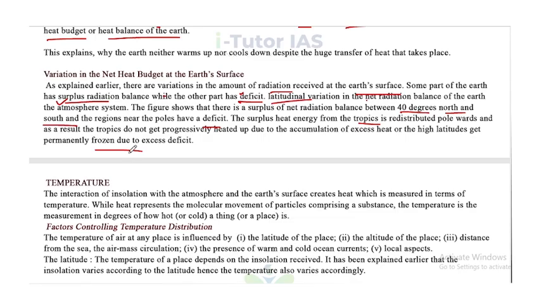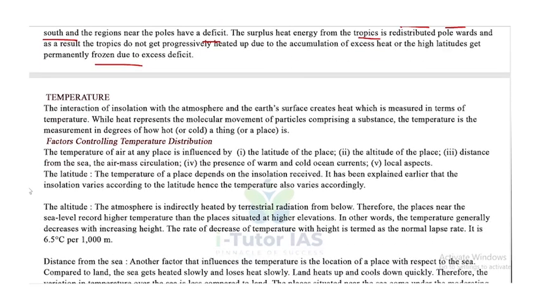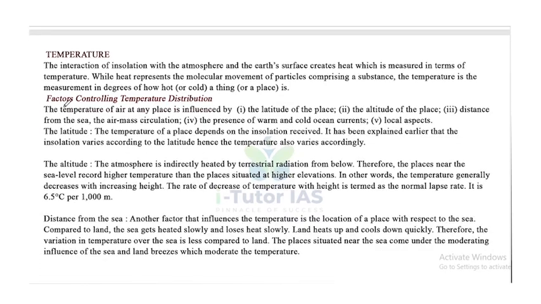Okay, now temperature. The interaction of insolation with the atmosphere and the Earth's surface creates heat, which is measured in terms of temperature. While heat represents the molecular movement of particles comprising a substance, the temperature is the measurement in degrees of how hot or cold a thing or a place is.